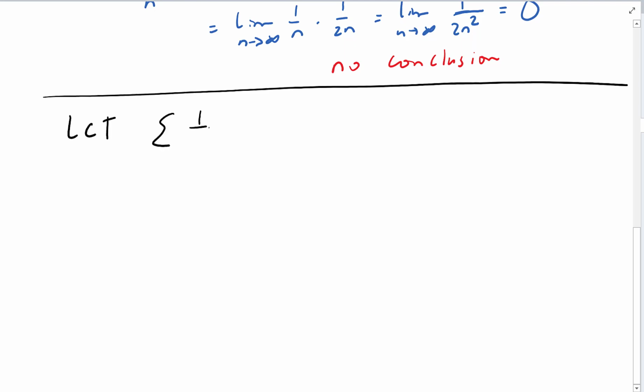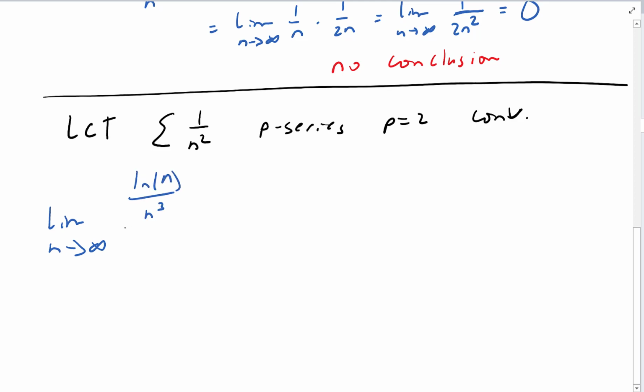Limit comparison test with 1 over n squared. We know this is a p-series. P is equal to 2. We get it converges. And so now you come to the limit comparison test just as before. The limit as n goes to infinity, natural log of n over n cubed, over 1 over n squared. When you flip and multiply, you get natural log of n over n.